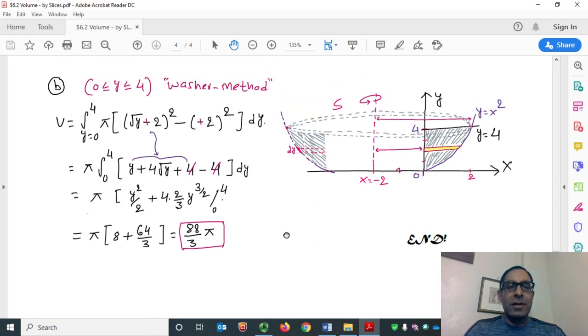Awesome. So with this example, we finish this section. In the next section, we will cover the cylindrical shell method in section 6.3. Thank you.